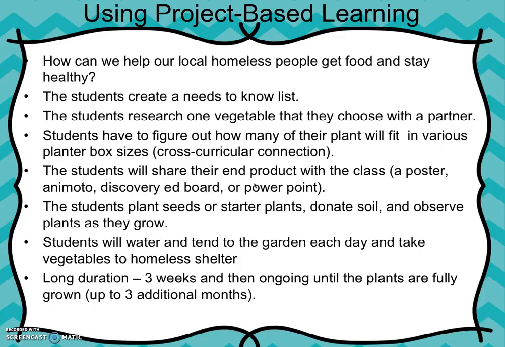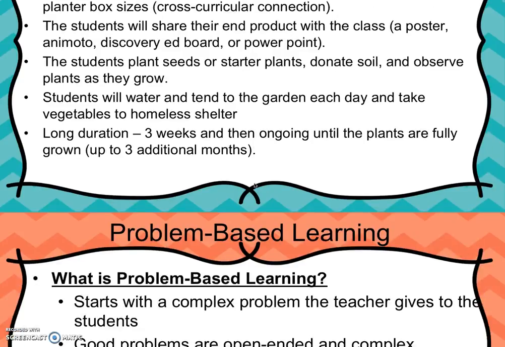The students will also be planting seeds or starter plants within this project. They'll donate soil and observe the plants as they grow. The students will water and tend to the garden each day and take vegetables to the homeless shelter. This project will probably have a pretty long duration. It will probably be about 3 weeks of research and measurement, and then it will be ongoing until the plants are fully grown.